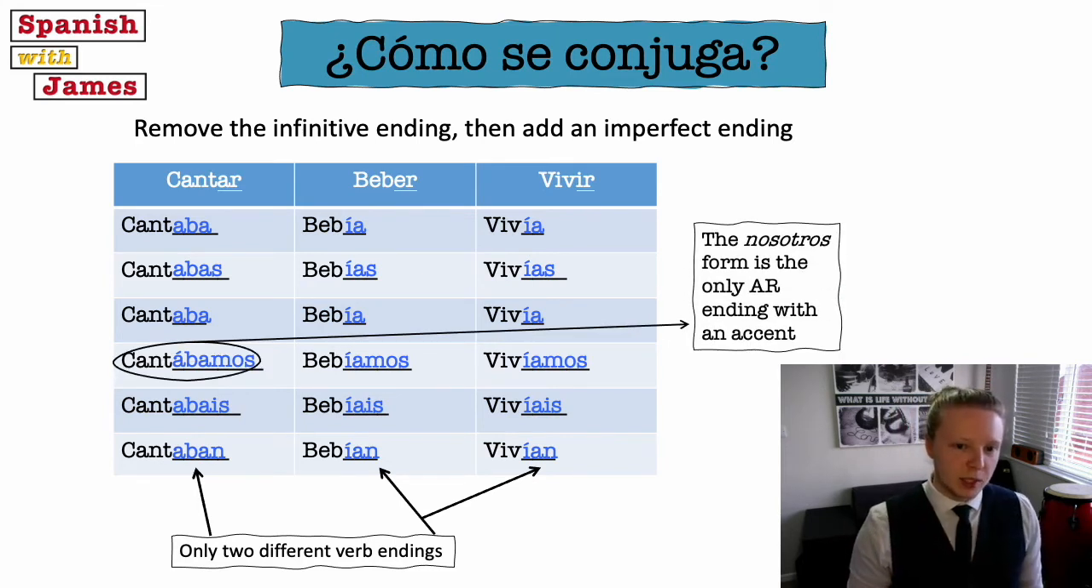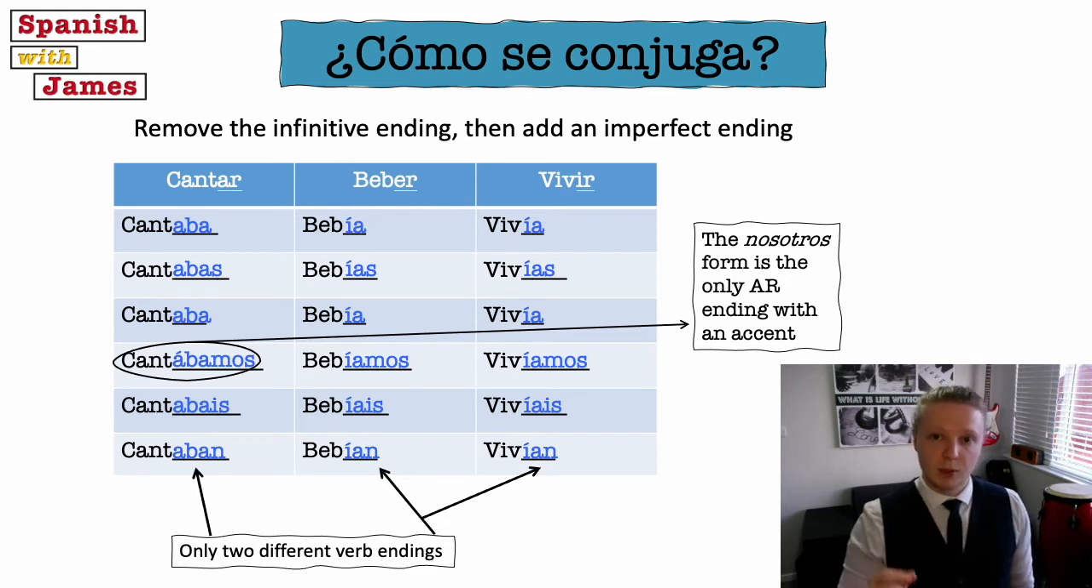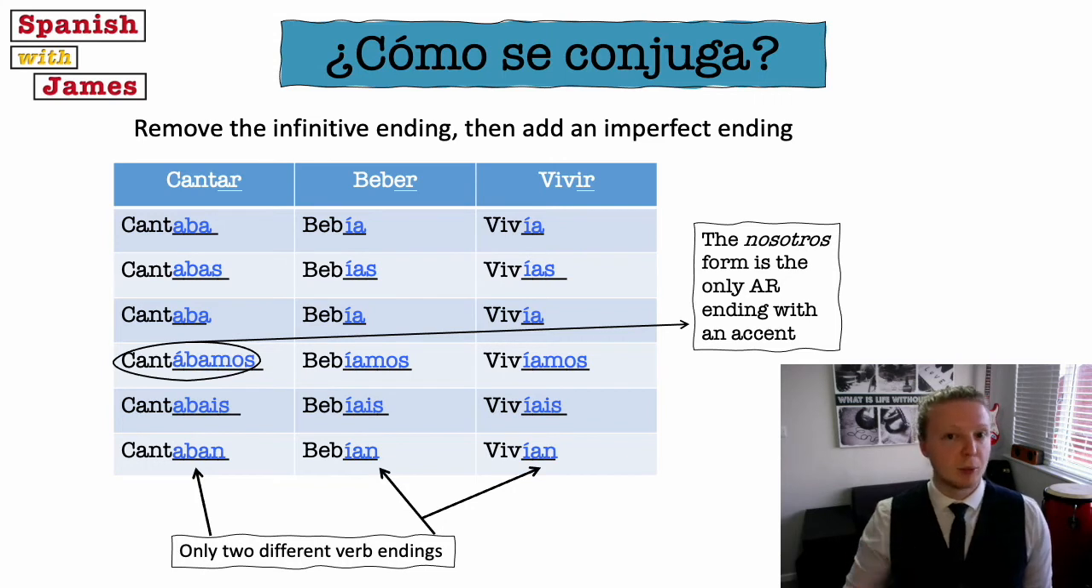Something to look out for is that the nosotros form is the only AR ending with an accent, and it's important to include that accent because if I say it's pronounced cantábamos with the verb cantar, to sing, if I were to say cantabamos, it changes completely the sound of the word and what's called la sílaba tónica, the kind of emphasized syllable, and then it sounds a bit like vamos, which means let's go. So we want to avoid that because it could be confusing. We want it to always have the emphasis in the same place. Cantaba, cantabas, cantaba, cantábamos, and so on.